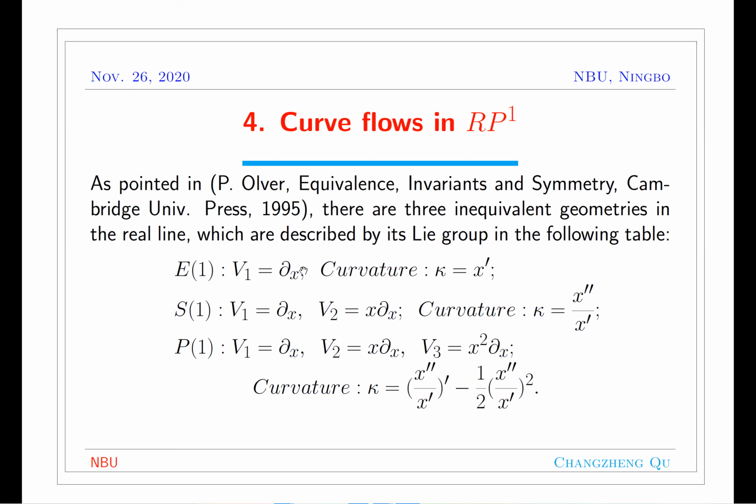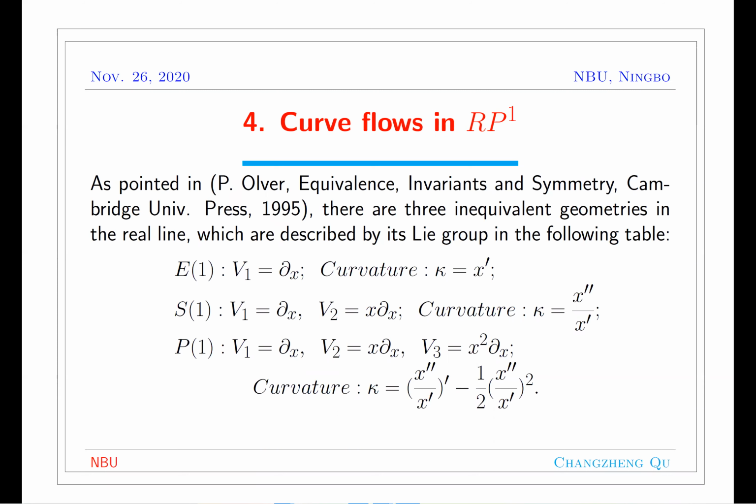The first one, the Euclidean case, is just a one-dimensional group. So the curvature k is x prime, that means we can choose the parameter p freely. The second, the similarity case, the curvature is invariant under the similarity two-dimensional Lie group, given by this one. The third case is the SL2 case. The invariant is a different invariant, the Schwarz derivative, which is a third order differential invariant.